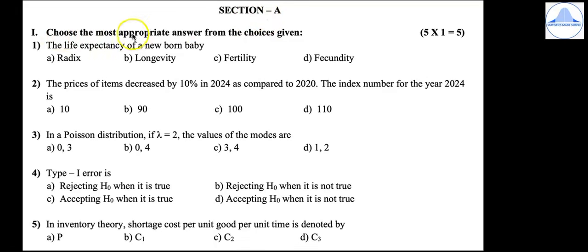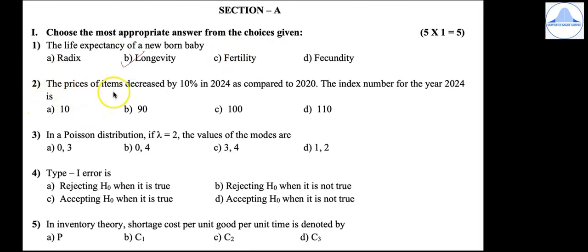Section A, first main, choose the most appropriate answer from the choices given. 5 into 1 is equal to 5. First question, the life expectancy of a newborn baby. The options are radix, longevity, fertility, and fecundity. The correct option is longevity.